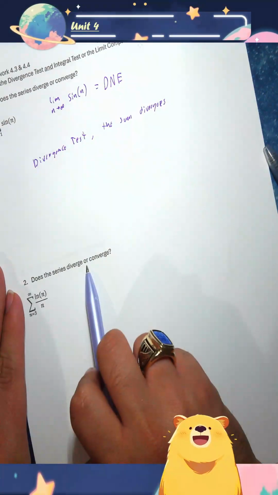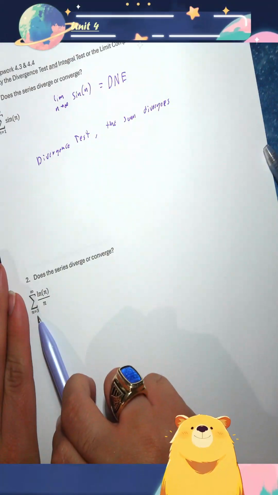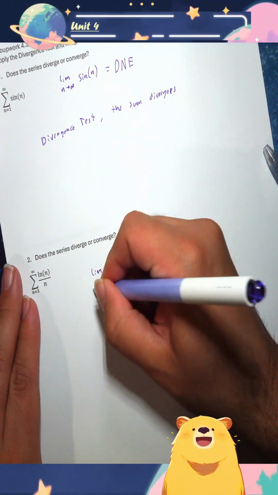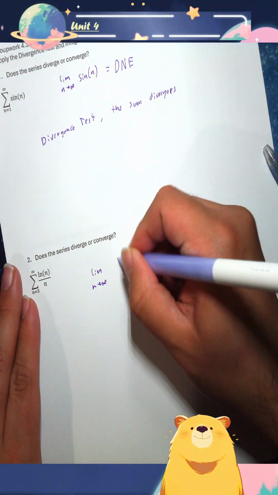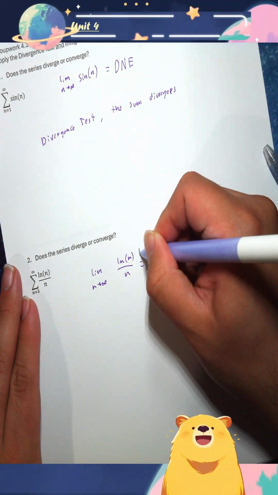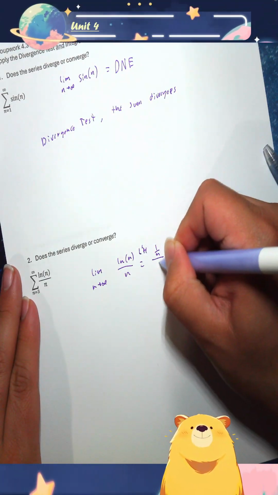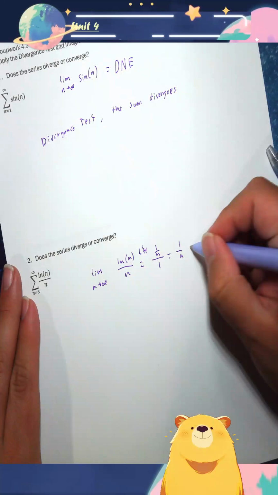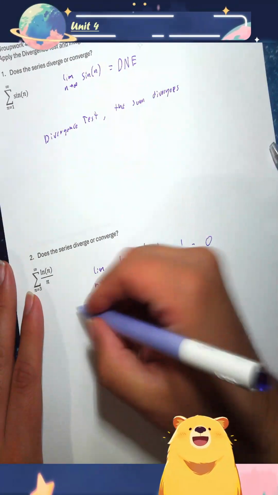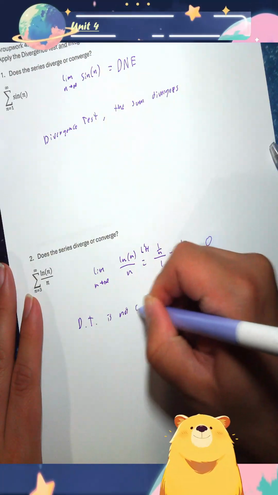Number two, does the series diverge or converge? And we have this expression. Notice how it starts at 3, by the way. That's going to technically be important for later. So you do the limit as n goes to infinity of ln of n over n. That's infinity over infinity, so you can use L'Hopital to help you out. 1 over n over 1, which is 1 over n, which that limit is 0. So this doesn't tell you anything. So you can write divergence test is not conclusive.